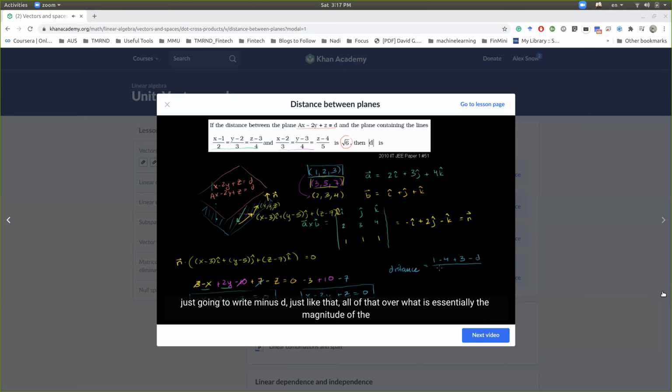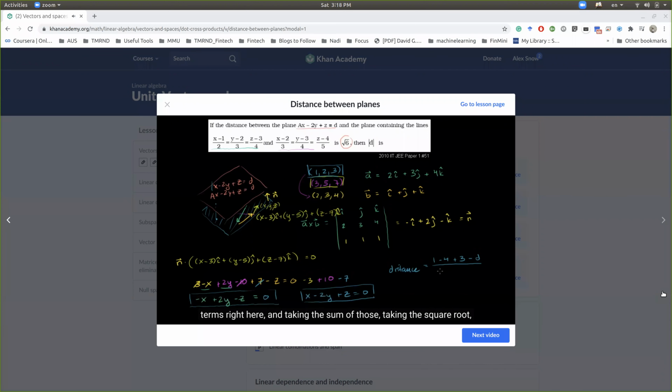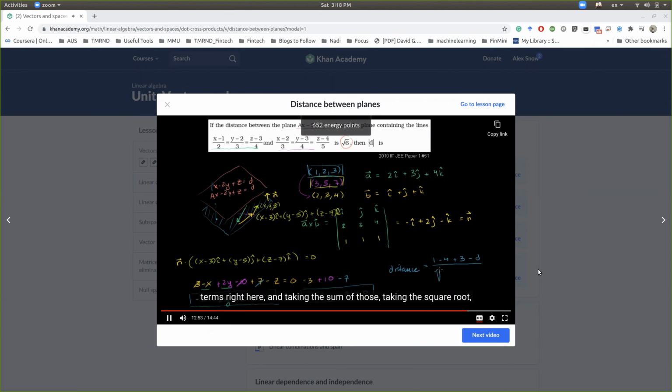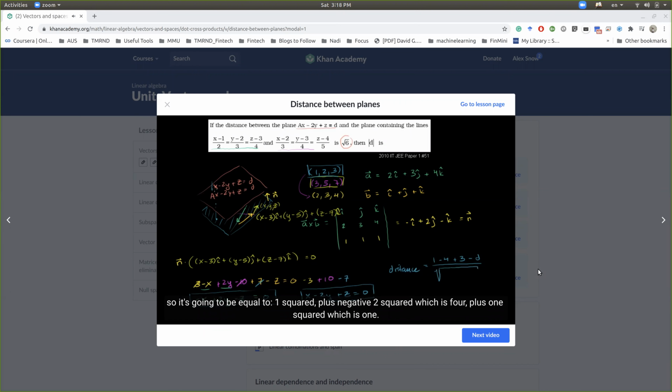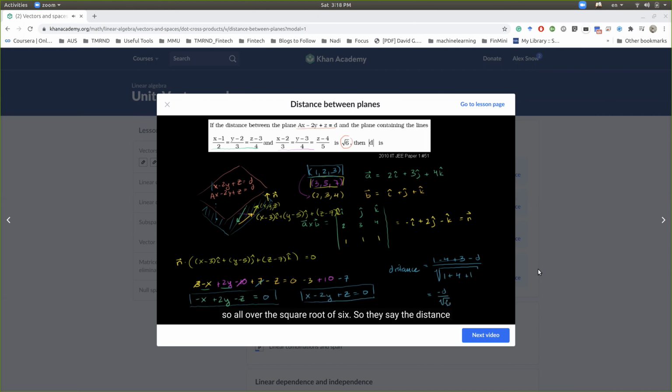All of that over what is essentially the magnitude of the normal vector, and we saw in several videos, that's just the square of the coefficients on each of these terms right here, and taking the sum of those, taking the square root. So it's going to be equal to 1 squared plus -2 squared, which is 4, plus 1 squared, which is 1. So this is going to simplify to the distance is equal to 1 minus 4 plus 3 is 0. So in the numerator we have negative d, all of that over the square root of 1 plus 4 plus 1. So all over the square root of 6.